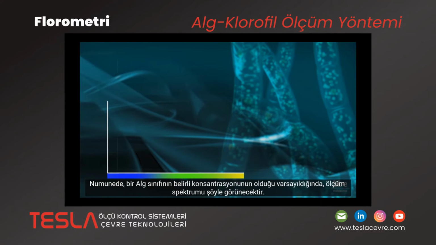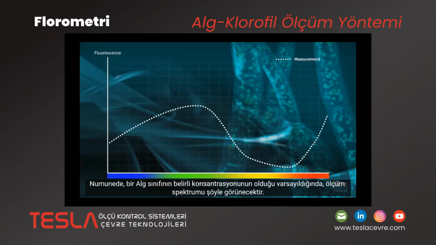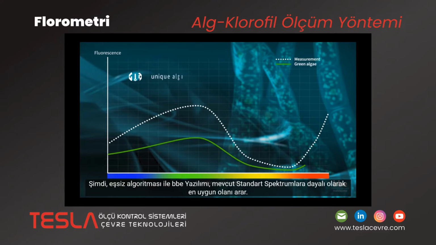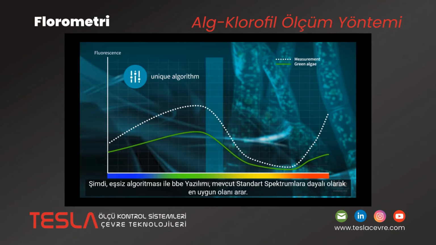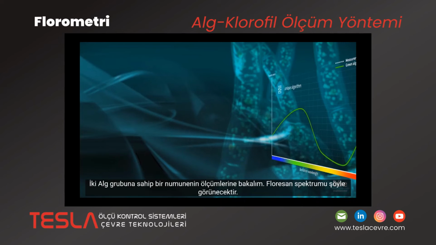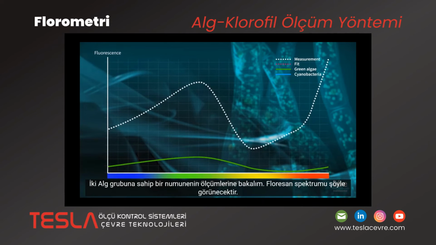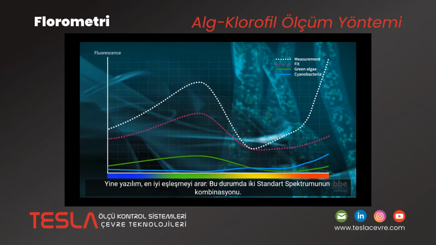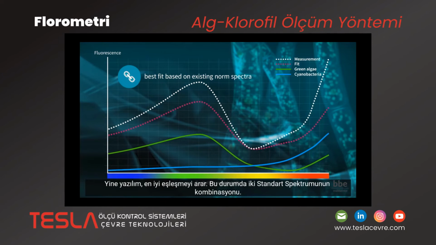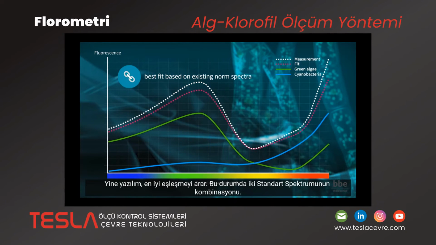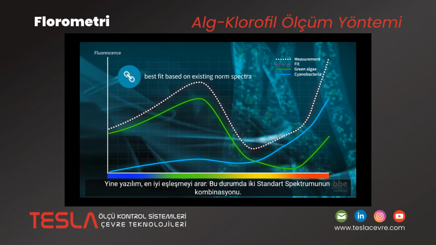Assuming a given concentration of one algae class in the sample, the measured spectrum may look like this. Now, the BBE software, with its unique algorithm, searches for the best fit based on existing norm spectra. Looking at a measurement of a sample with 2 algal groups, the fluorescence spectrum may look like this. Again, the software searches for the best match. In this case, the combination of 2 norm spectra.